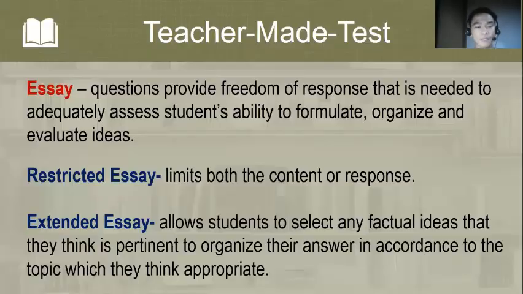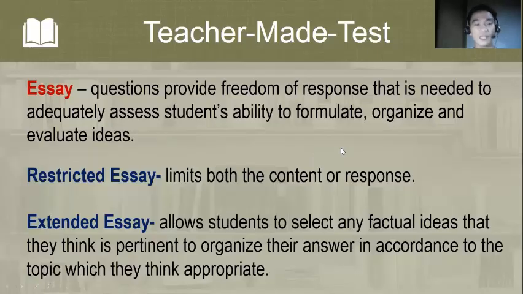So one example of your subjective type of test is what we call your essay. Take note, questions provide freedom of response that is needed to adequately assess students' ability to formulate, organize, and evaluate ideas. And there are two types of essay test. We have the restricted and then we have the extended essay.